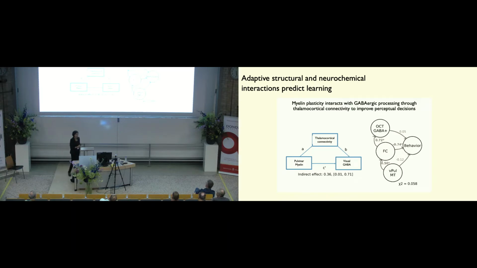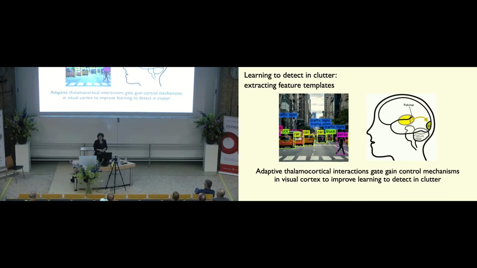So we think that what's really going on here is that myelin plasticity in the thalamus interacts with GABAergic processing in the visual cortex through thalamocortical circuits, and that supports our ability for perceptual decisions. So, briefly to summarize, in the context of learning to detect targets in noisy environments, we have seen that the adaptive mechanism really that can support this is thalamocortical interactions that regulate gain control in visual cortex in order to support improved perceptual decisions.